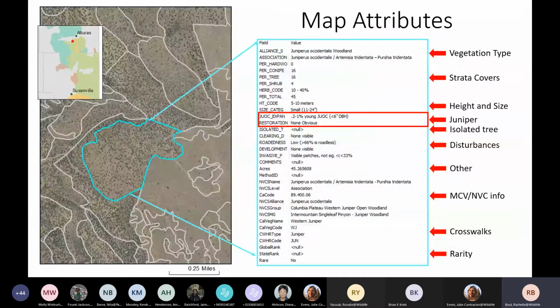The next set of attributes that I'd like to highlight for you is these two attributes here, the juniper expansion and the restoration attributes. These attributes are particular to this mapping project. For all mapping projects, as part of our process, we involve and consult with the local land managers within the region to determine what's important information for them. So what, in addition to our typical attributes, would be useful for them to make better and more informed management decisions? And these attributes came out of that discussion.